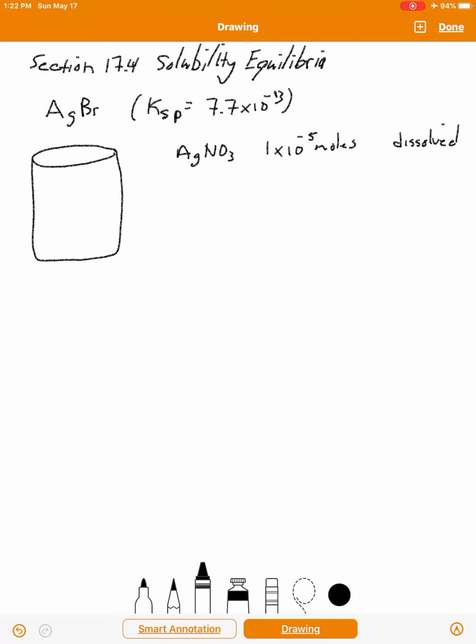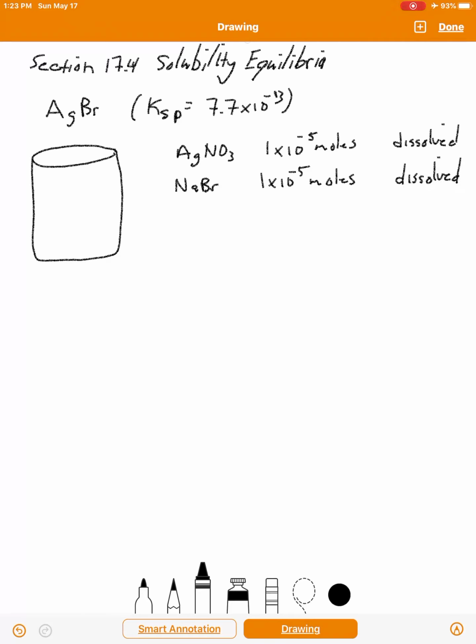Now, silver nitrate, because it's a nitrate salt, is very soluble. So as long as you're not putting too much in there, it will all dissolve. And now suppose I do something else. I take sodium bromide, and I'll make it 1 times 10 to the minus 5 moles also. And I dissolve it.